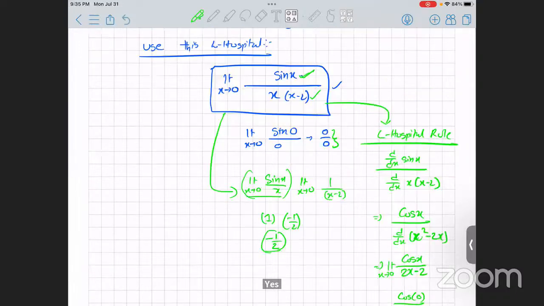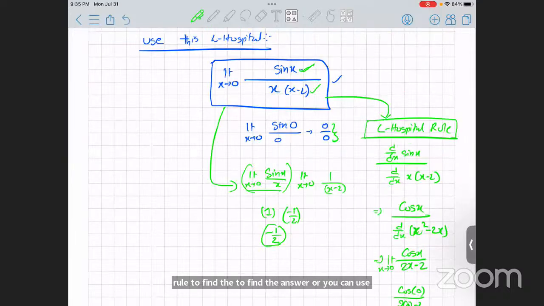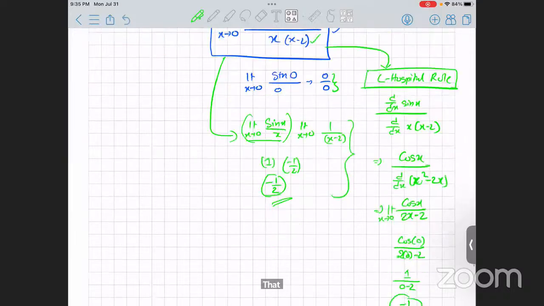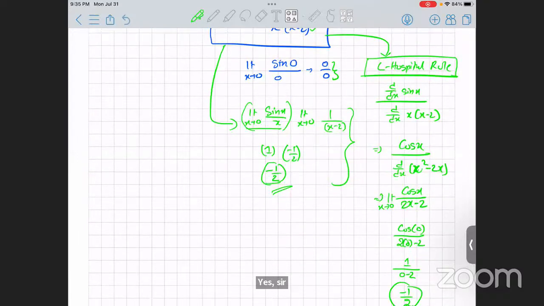Look, there are two ways. You can use L'Hospital rule to find the answer, or you can use the traditional approach. Clear? Did you get the point? Yes, sir.